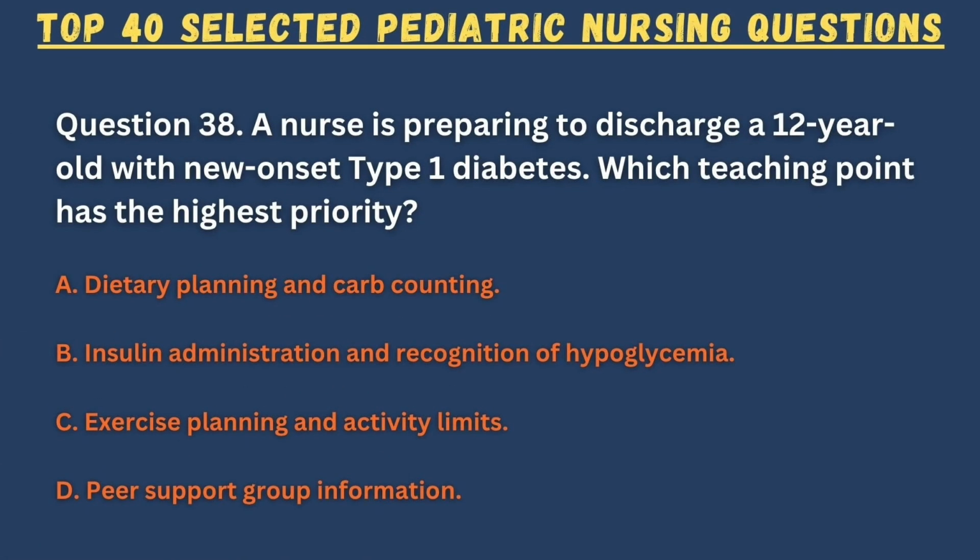Question 38. A nurse is preparing to discharge a 12-year-old with new-onset type 1 diabetes. Which teaching point has the highest priority? A. Dietary planning and carb counting. B. Insulin administration and recognition of hypoglycemia. C. Exercise planning and activity limits. D. Peer support group information.